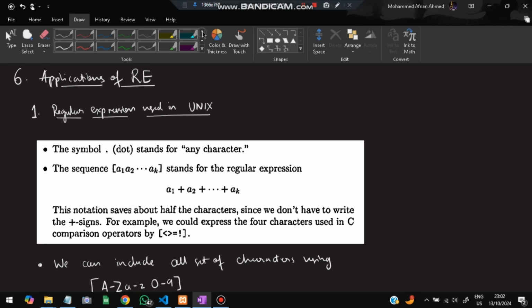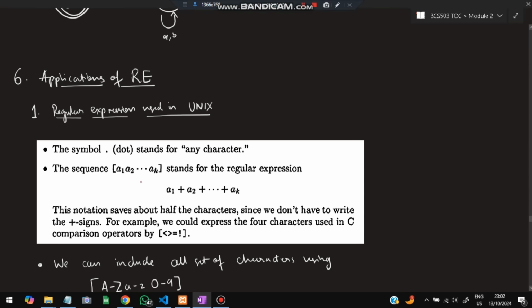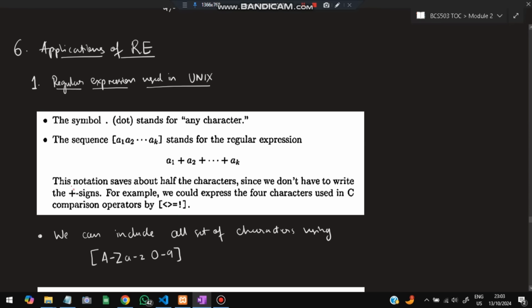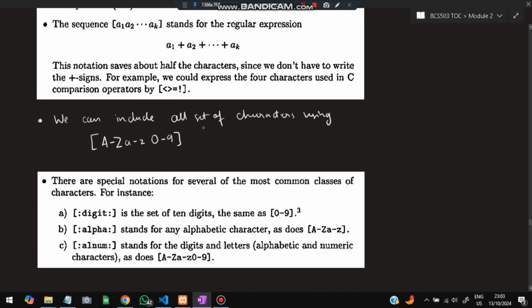So in Unix, the symbol dot is used for denoting any character, and this sequence denotes A1 or A2 till AK. We can even use the plus or minus signs, and we can use this sign for not equal to, and we can include the set of characters from capital A to capital Z, and small a to z, and then 0, 1, 2, 3. All those things can be represented using this one. This is called the regular expression here, A to Z and small a to z and 0 to 9. Within this small specification, we can represent all the set of characters.